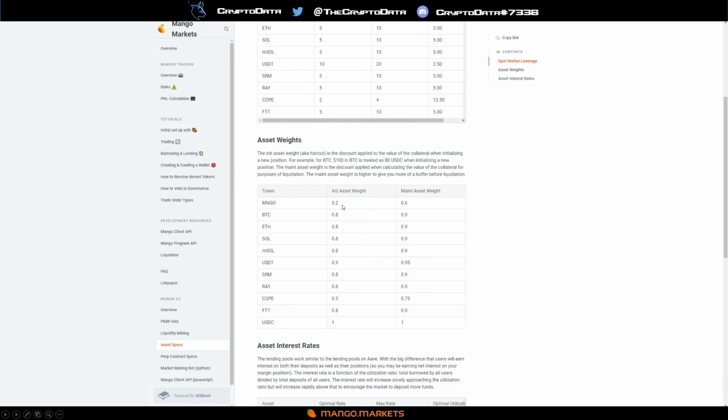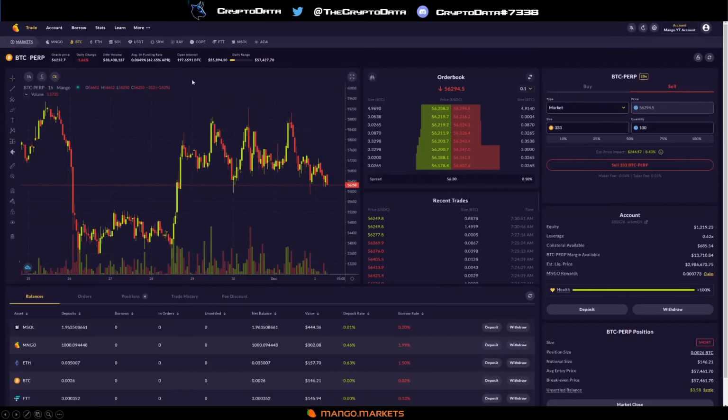So this is a riskier asset. And I'm going to show you a visual of what this means. If we go to the trading account here, for example, if I click on BTC Perp, look at that liquidation price. It's almost $3 million. So if BTC gets to 3 million, you're going to be liquidated. That is nearly 50X from where it is now.